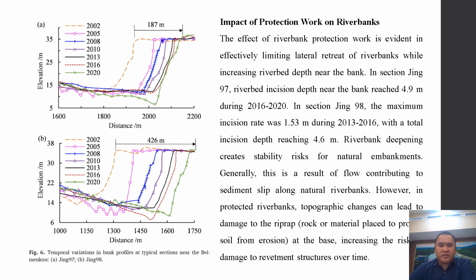Riverbank deepening creates stability risk for natural embankment, and generally this is a result of flow contributing to sediment slip along natural riverbanks. However, in protected riverbanks, topographic changes can lead to damage to the riprap. So we can see in this figure, with the orange line in 2002, that the riverbank or the revetment is in good condition in 2002, and then we see the difference in 2020. It became far away from the river.